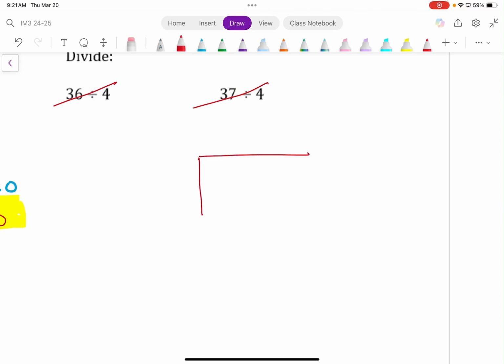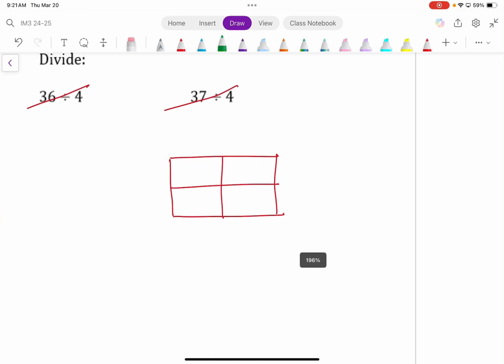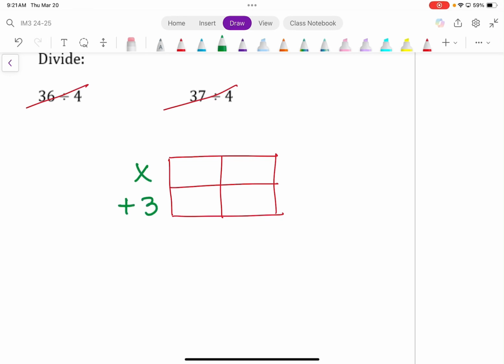Draw an area model. 2 by 2. You are going to do the following. Okay, so on the side, write x plus 3.